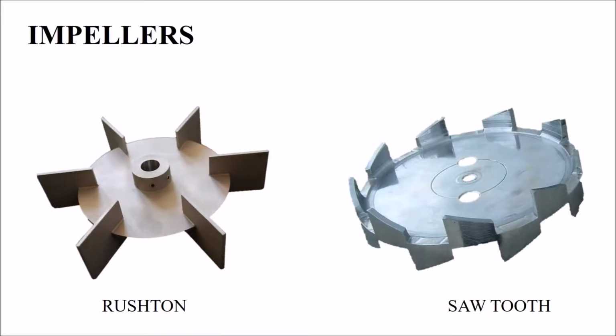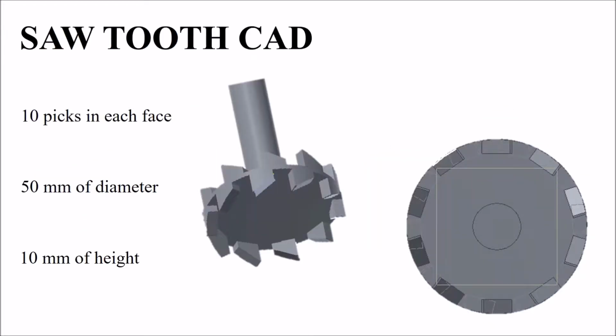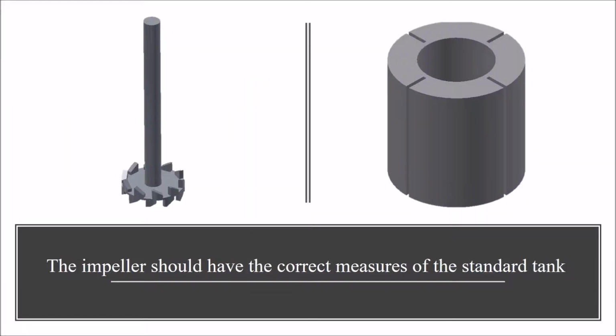The impellers can be seen here, the Russian and the sawtooth. We based our new design on the sawtooth impeller. Here is the cut of the new proposal of the impeller. It has 10 peaks on each face, 50 millimeters of diameter, and 10 millimeters of height. The impeller has these specifications in order to be compared with the Russian tank.